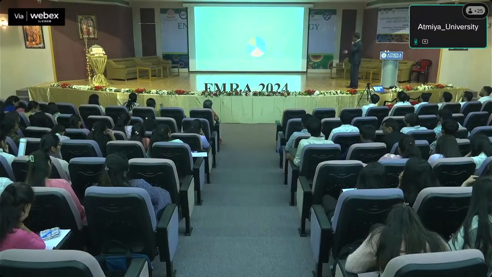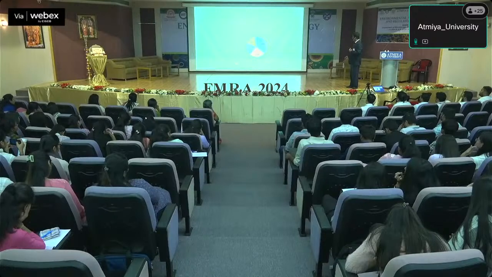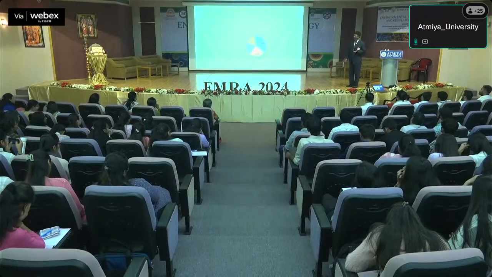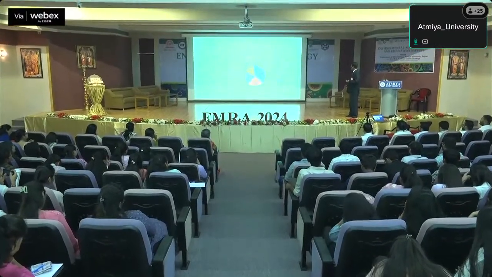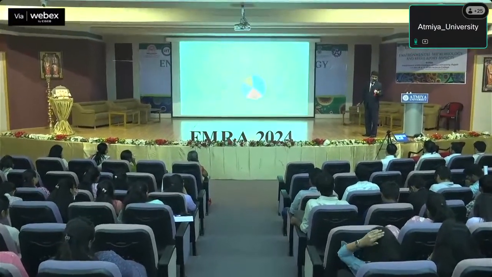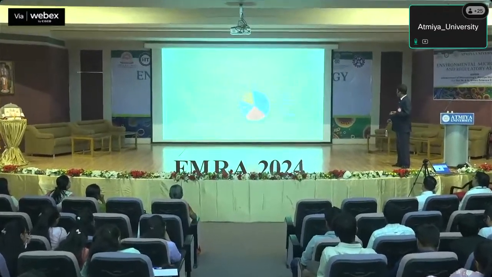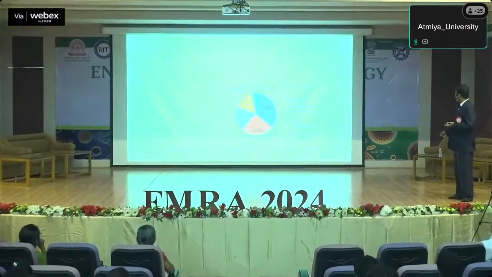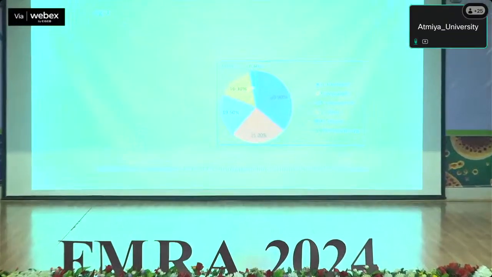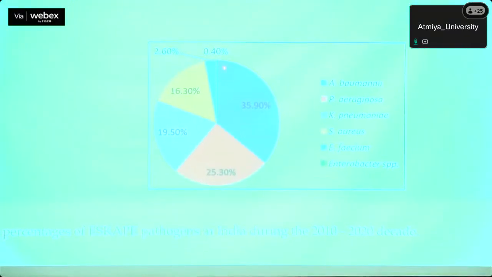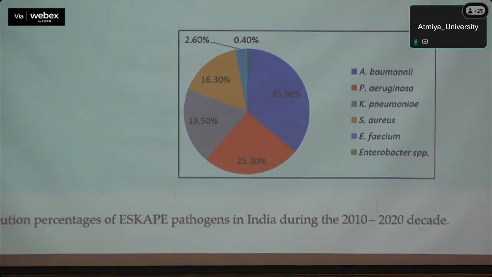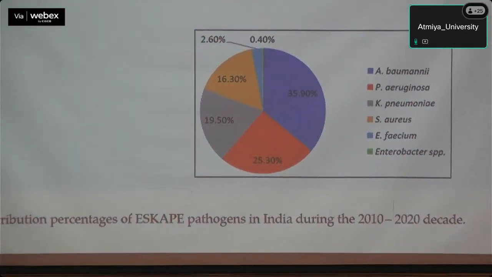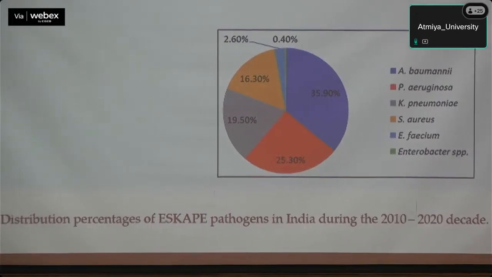Right. So here is a distribution of ESCAPE pathogens. We were only interested in the ESCAPE pathogens. You can see the highest number is Acinetobacter baumannii, because of North India and West India, of course. Then second comes Pseudomonas aeruginosa, third is Klebsiella pneumoniae, fourth is Staphylococcus aureus, and least was the Enterobacter species, and second least was Enterococcus faecium, which is specifically in wounds or more in burn ward patients.